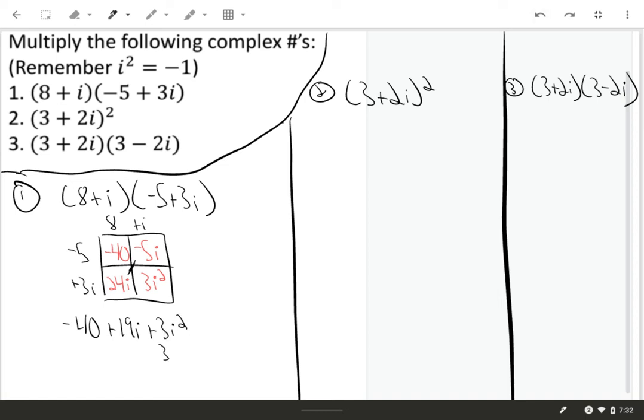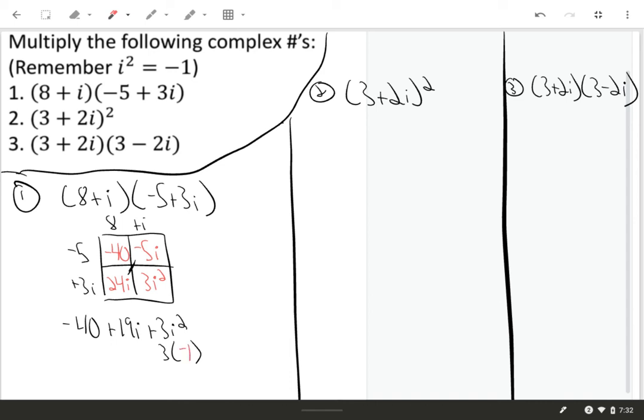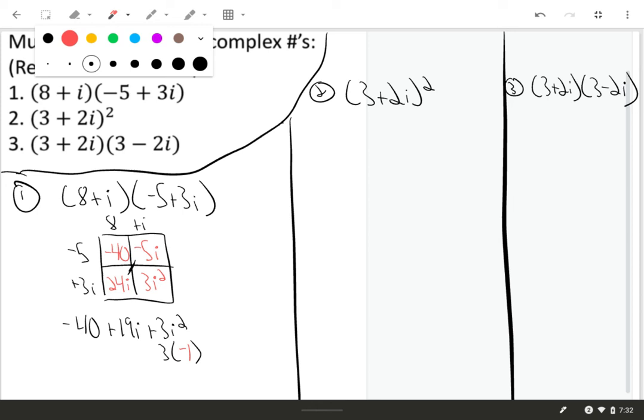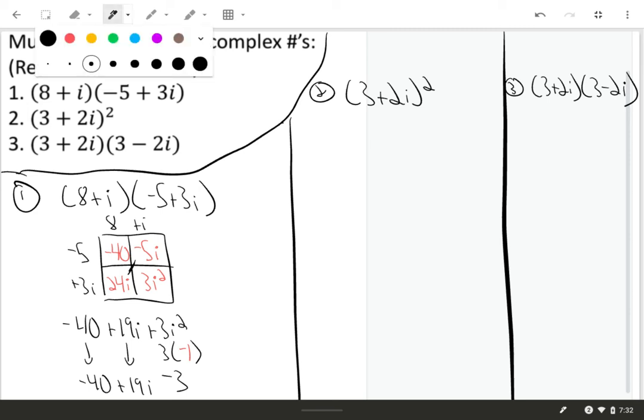So I can simplify this last term here. 3i squared is really 3 times -1. And of course, 3 times -1 is -3. Okay? So if I bring everything else down, I have -40 plus 19i minus 3. Now I have like terms.